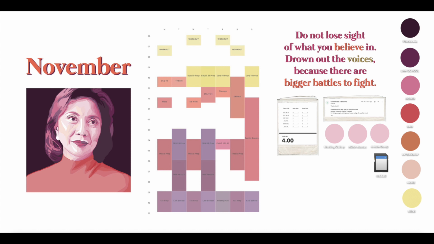So this month's quote is, "Do not lose sight of what you believe in. Drown out the voices because there are bigger battles to fight." And yeah, that's my QPI goal. That's a message that guides me every step of the way. So these are just little things that I do to start every month.